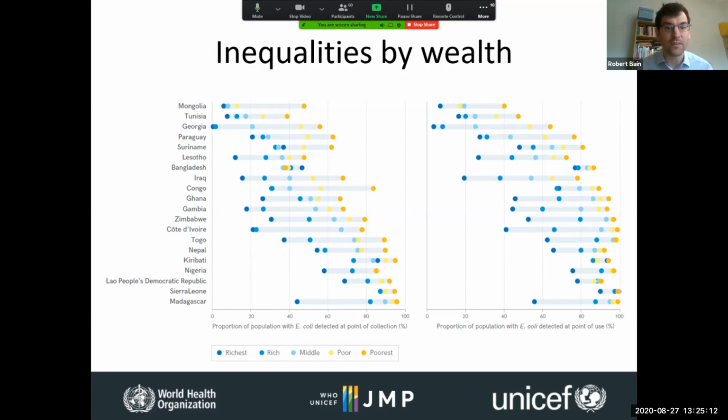And that's by wealth quintiles, so the richest in dark blue and the poorest 20% of the population in dark orange. And we see that the poorest fifth are often much more likely to use drinking water sources that are contaminated, and that there are substantial gaps between the richest and poorest in many countries. So if you zoom in on Iraq, for example, here, there's a 60 percentage point gap at the point of use between the richest and the poorest.